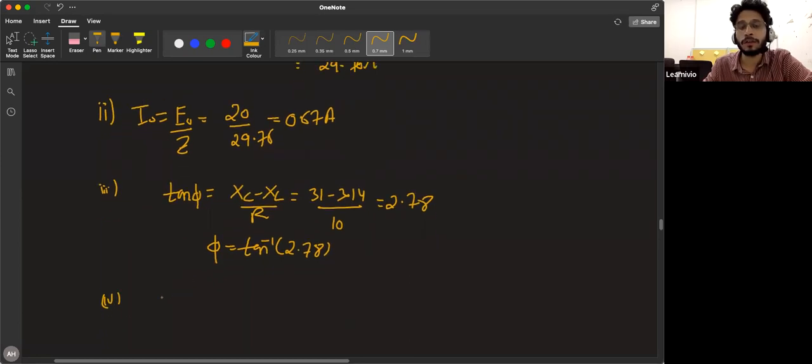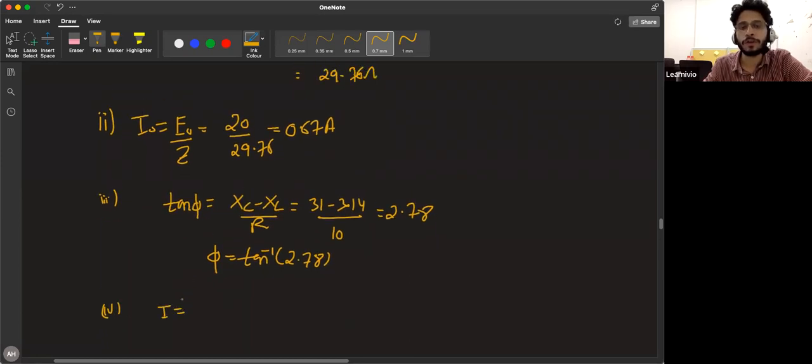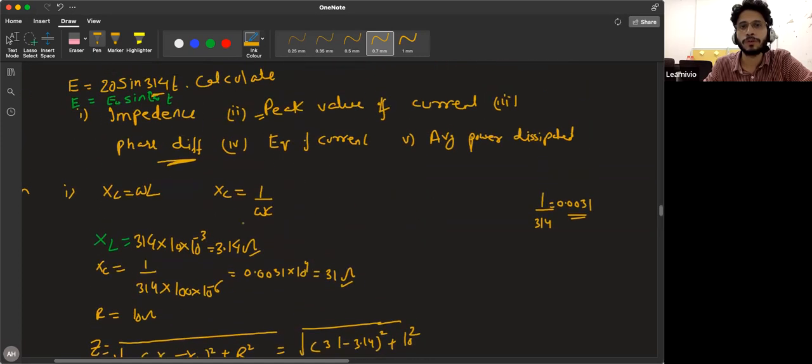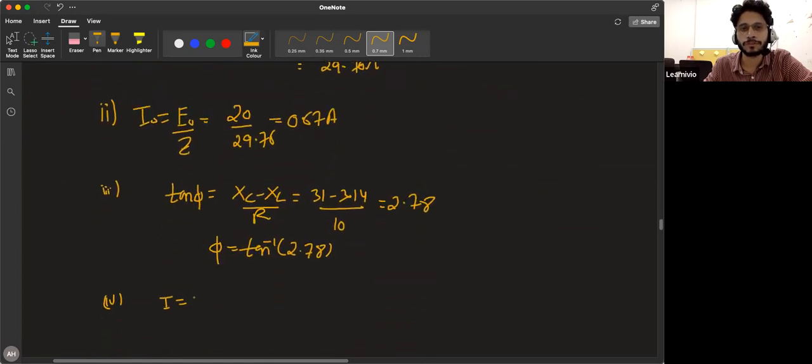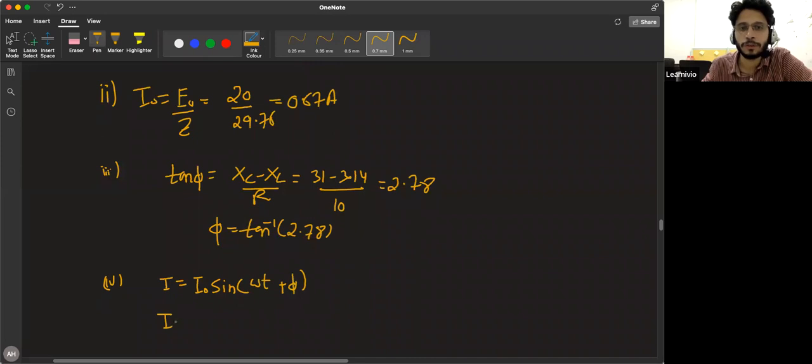After tan phi, the next is the equation of current. When you take the equation of current, it comes out to be I naught sine omega t. When XC is greater than XL, the current will lead: omega t plus phi. So the equation of current will be 0.67 sine (314 t plus phi), where phi is this value.